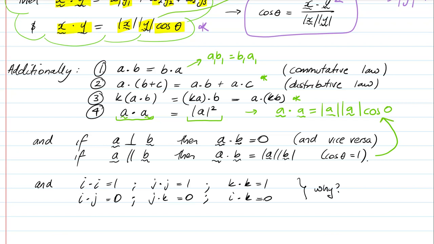And of course we've got our components as well. i dot i equals 1, j dot j equals 1, k dot k equals 1, and i dot j equals 0, j dot k equals 0, and i dot k equals 0. Because the first row are all parallel, and the second row are all perpendicular. So that's where we get that relationship from.